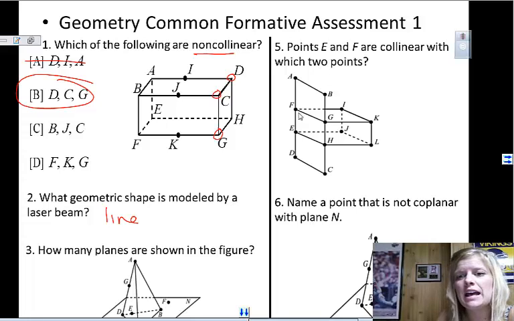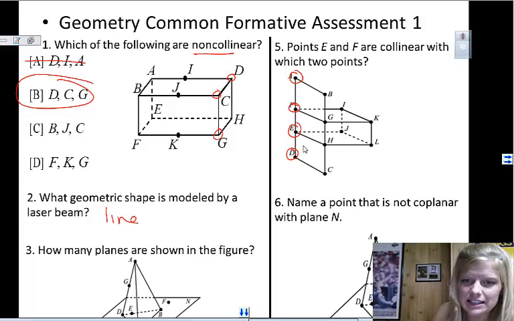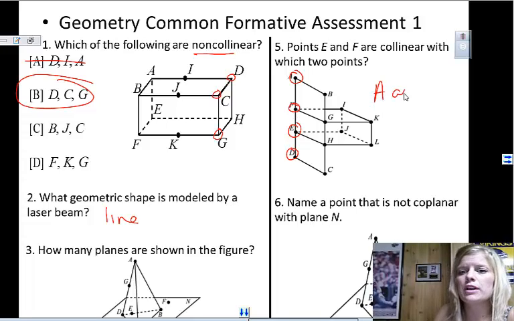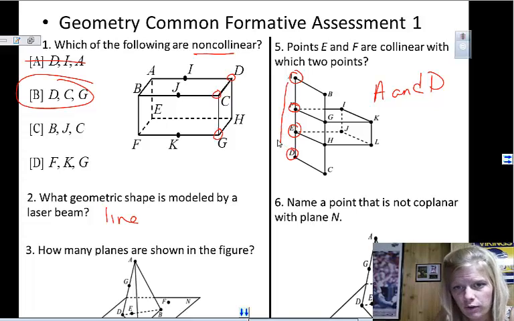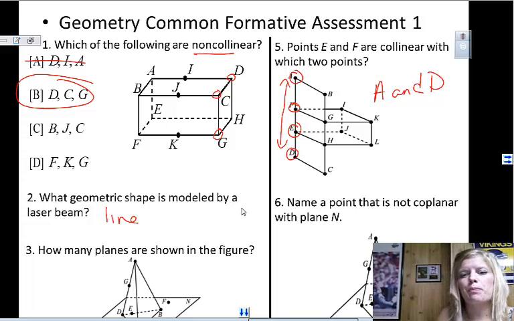5 says E and F are collinear. Reminder, collinear means on the same line. Which 2 points are collinear with E and F? So A and D would work. You would have to put A and D. Those are the only 2 because they're all 4 on the same line.